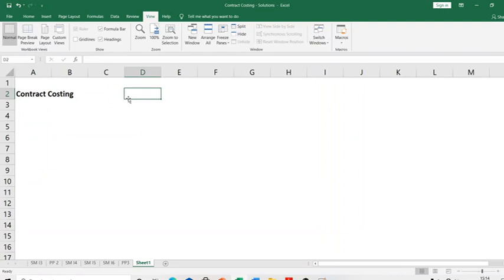So we will have a general discussion first about how this topic fits into the entire syllabus. After that, we can have an introduction to the topic as such. We will understand what this topic is all about and what role it plays in the entire subject, and why we need to have a separate chapter called contract costing. So all that we will discuss.